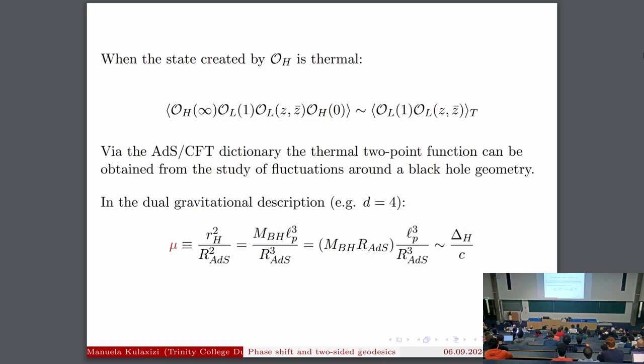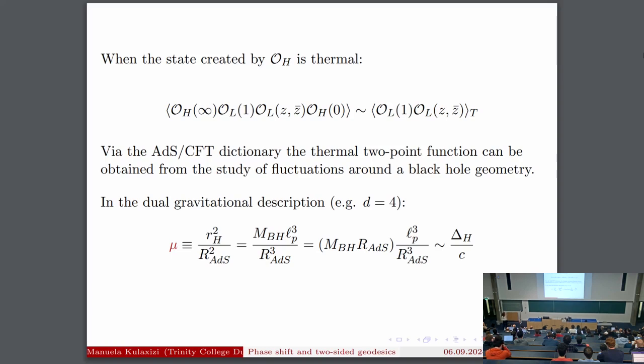This is also interesting because this heavy operator can be thermal, so the correlation function that we will be looking at could be a thermal 2-point function of these light operators. And we know that by the AdS/CFT dictionary, that would correspond to a 2-point function that you would compute by studying fluctuations in our AdS black hole background geometry.